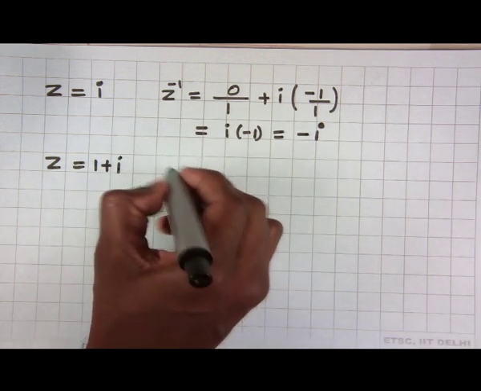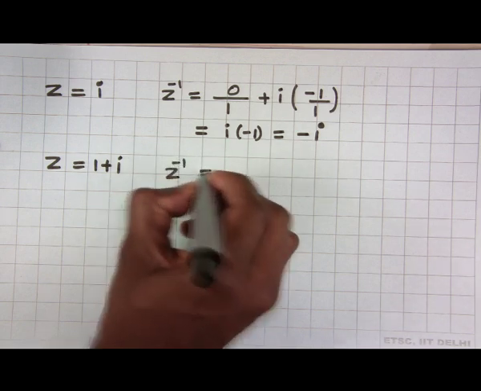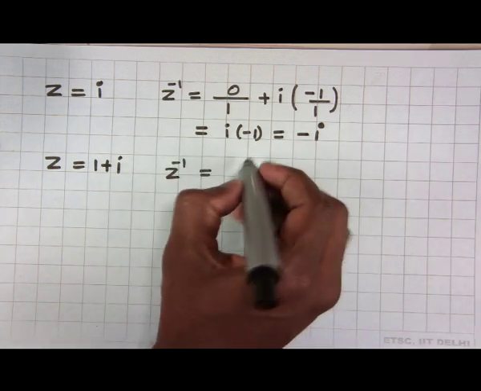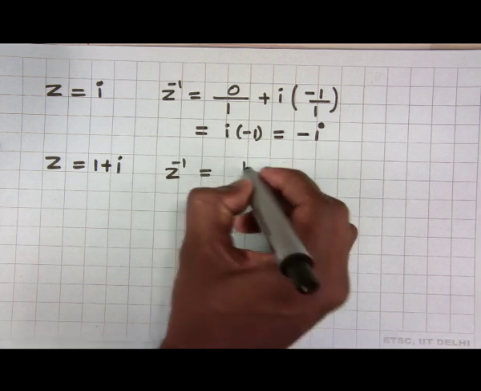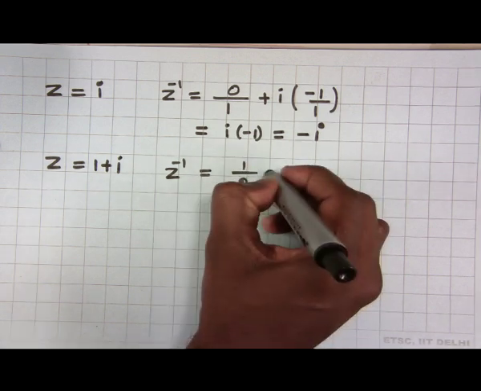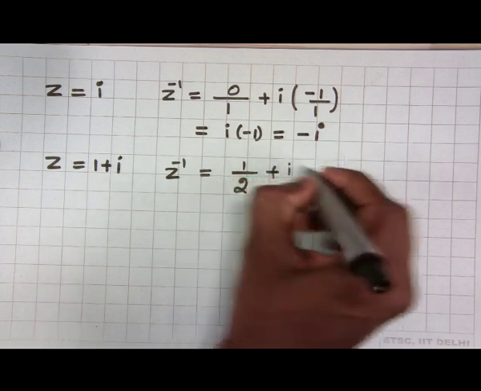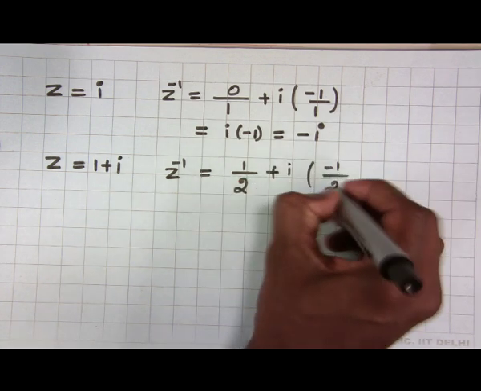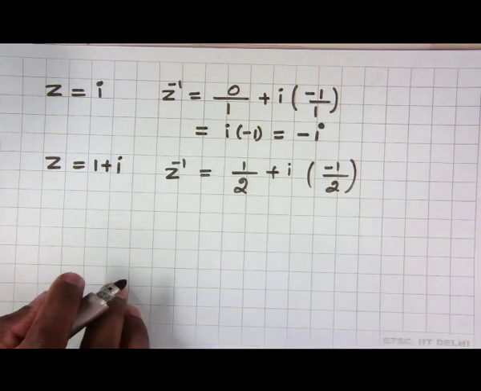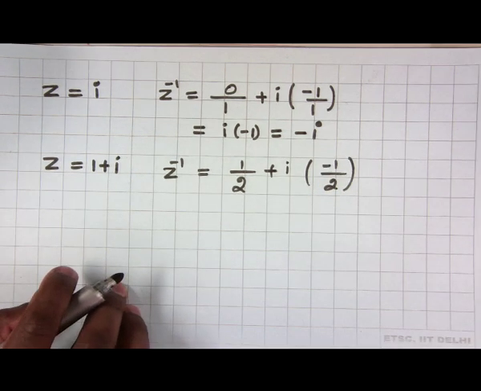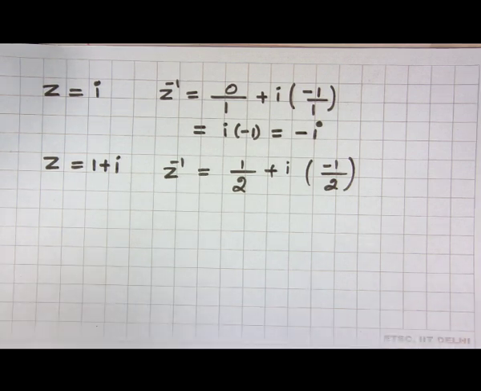Z inverse is 1 by 2 plus I times minus 1 by 2. So, what are the group operations we have mentioned now?